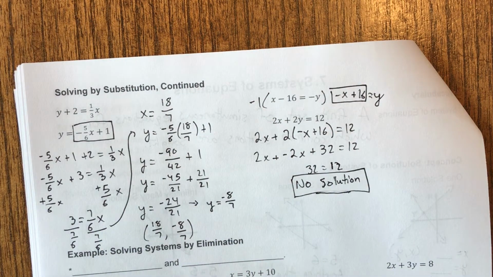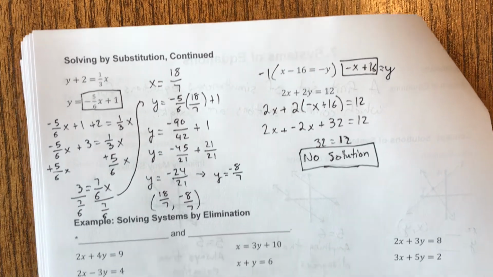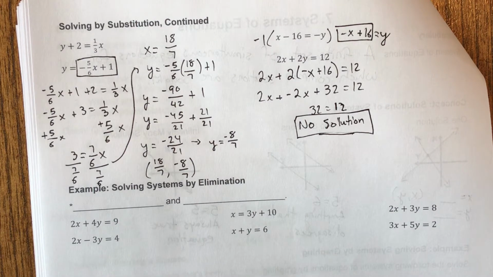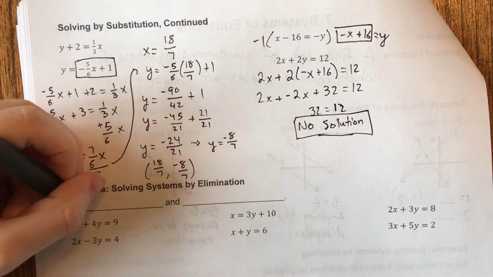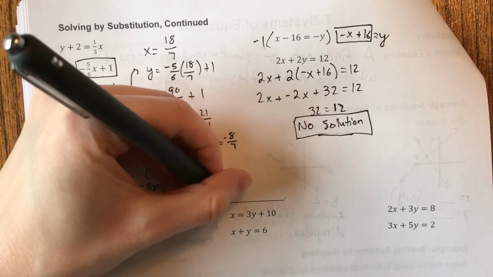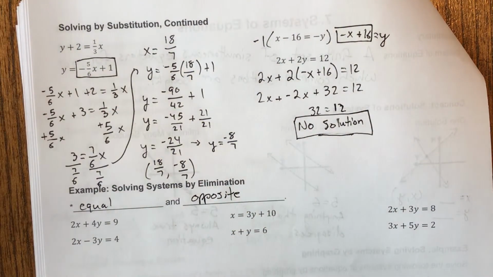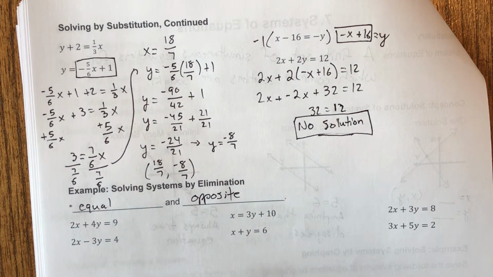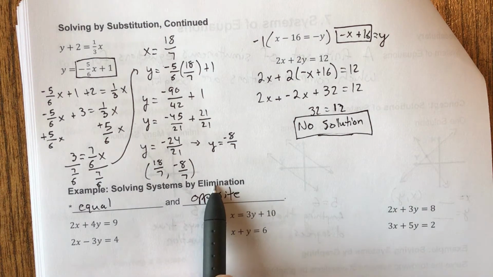All right, we've got one more strategy. This one tends to be my favorite strategy, but everybody's got their own opinion. So this is the solving systems by elimination strategy, and I'm going to call this the equal and opposite strategy. And the reason for that is because I want to align these two equations so that one variable is the equal and opposite of another one, because my goal is to eliminate a variable.